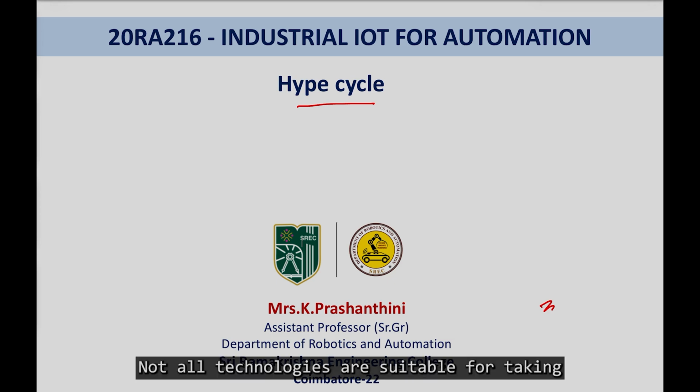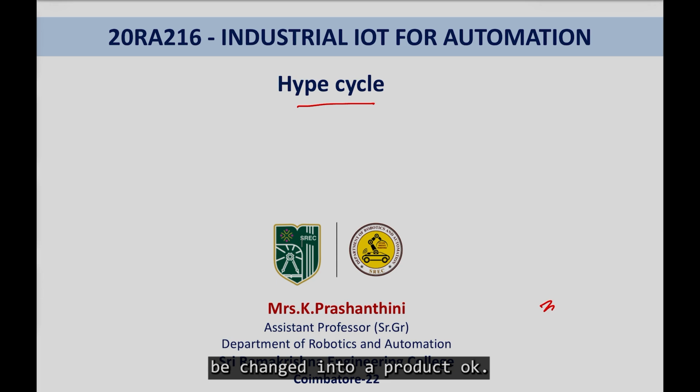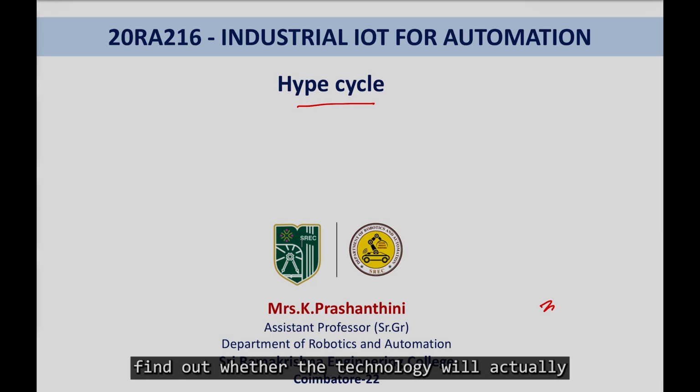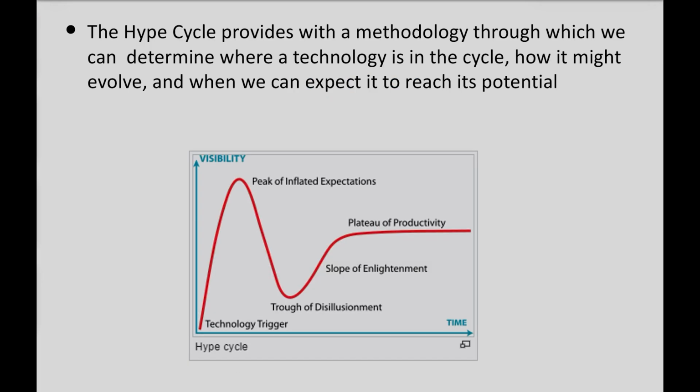There are n number of technologies that are available in the market. Not all technologies are suitable for taking up to production. Very few technologies are actually commercializable and can be changed into a product. So to find out whether a technology will be profitable for a business or industry, we generally go for the Gartner hype cycle. That is where the hype cycle comes into the picture, to find out whether the technology will actually benefit the industry or a business.